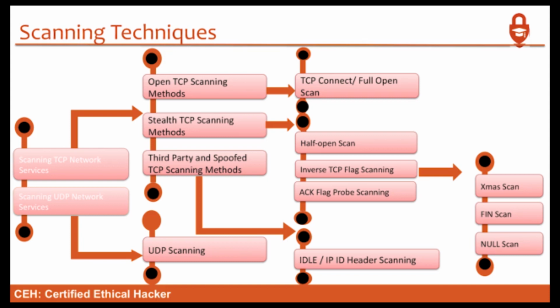So then with stealth TCP scanning methods, we have half open scan, inverse TCP flag scanning, ACK flag probe scanning, and then we have Christmas, FIN, and null. So what is a Christmas scan? The Christmas scan is when you have the FIN, the URG, and the PSH flags set for the test, okay? The FIN, the URG, and the PSH. That's what a Christmas scan is. You'll have those flags set. And the idea is you light it up like a Christmas tree. And then the FIN scan is where you just send a FIN, and you see what happens. And then a null scan is where you don't set any flags at all.